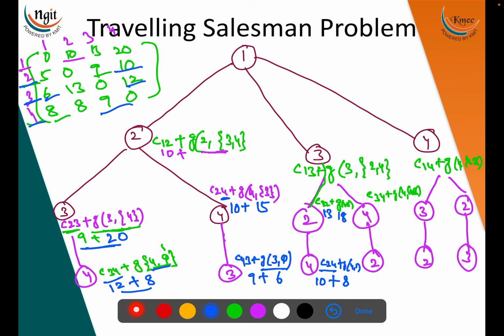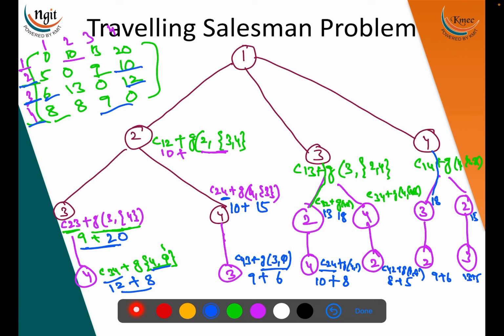And again come here. So here this value is what? C42 plus G(2, pi). Now this value is 8 plus 5, and this value is 9 plus 6, and this value is 13 plus 5. So we'll send up the cost of the 4 3 vertex and the cost of the 4 2 vertex. And this is 18, and this is 15.